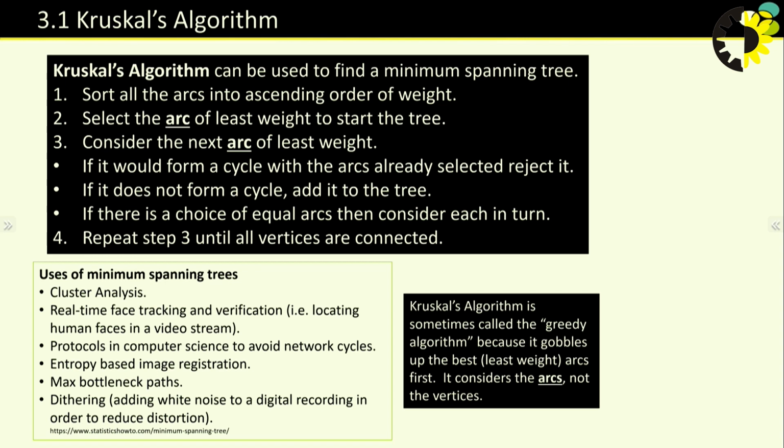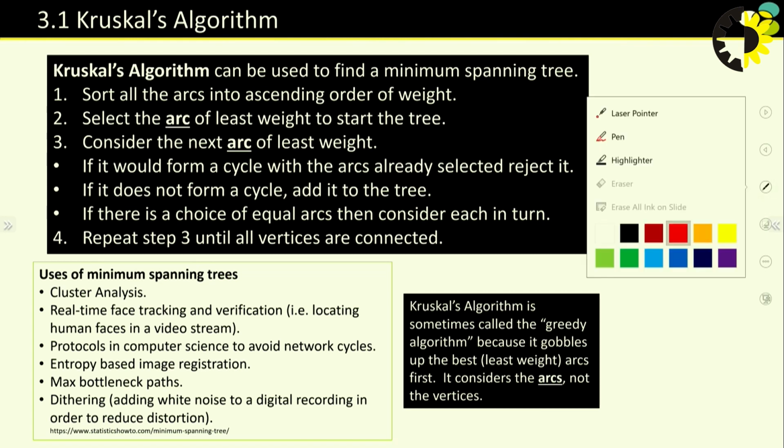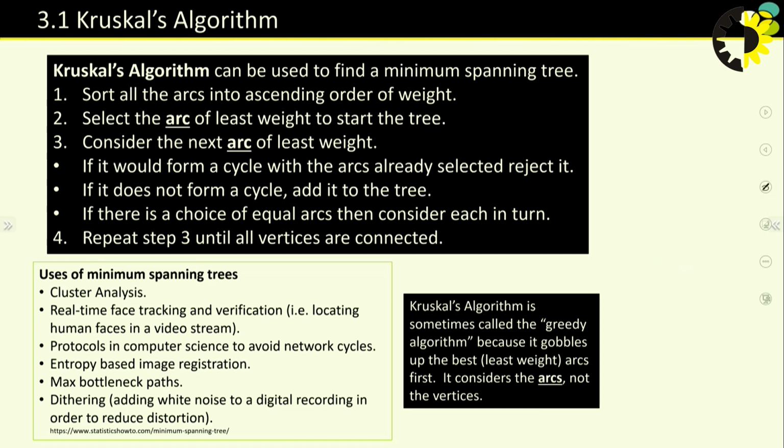So here is the main concept and main algorithm. Kruskal's algorithm sorts all the arcs in ascending order of weight. Second point, select the arc of least weight to start the tree. Third point, consider the next arc of least weight.